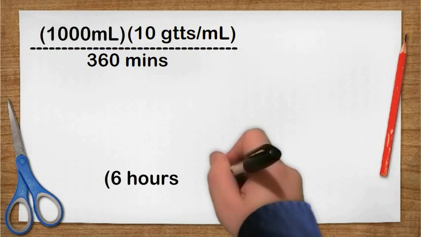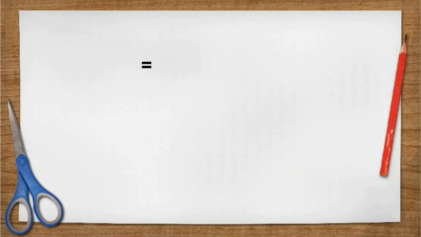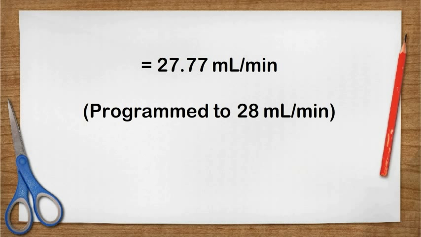Now we know that 1,000 milliliters is to be infused. Now we times that by the drop rate, which is 10 drops per milliliter, divided by the time, which in this case would be 360 minutes because of the conversion of 6 hours into minutes. After all the arithmetic, you should all get 27.77 milliliters per minute, or you could program it to 28 milliliters per minute.